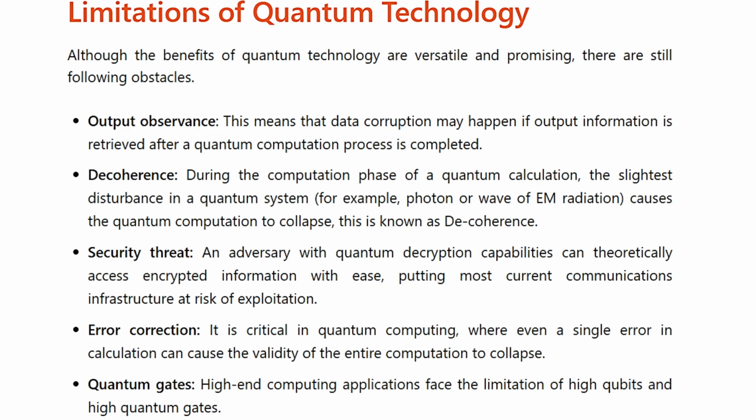Security threat. An adversary with quantum decryption capabilities can theoretically access encrypted information with ease, putting most current communications infrastructure at risk of exploitation. Error correction. It is critical in quantum computing, where even a single error in calculation can cause the validity of the entire computation to collapse. Quantum gates. High-end computing applications face the limitation of high qubits and high quantum gates.